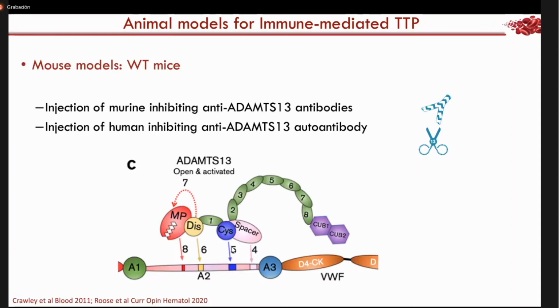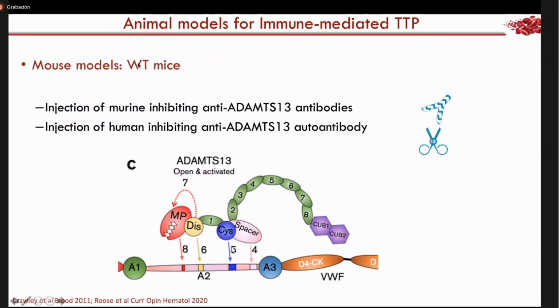Now if we want to develop a mouse model for immune-mediated TTP, the idea would be that the mouse itself, or the baboon itself, develops an autoimmune response against their ADAMTS13, and that in this way we mimic the situation in patients. However, this is very difficult. So therefore, a logical thing to do was to inject the wild type animals.